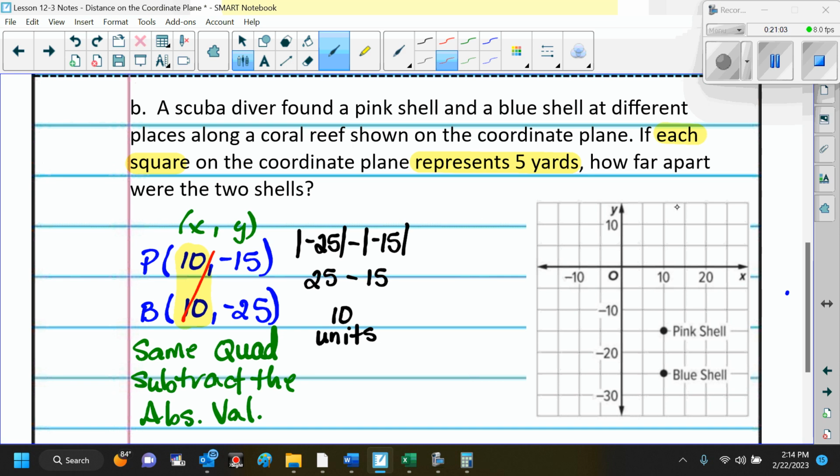And now it says that if each square on the coordinate plane represents 5 yards, how far apart were they? Well, now we need to take that 10 and multiply that times the 5 yards. So this tells us that those two shells were 50 yards apart.